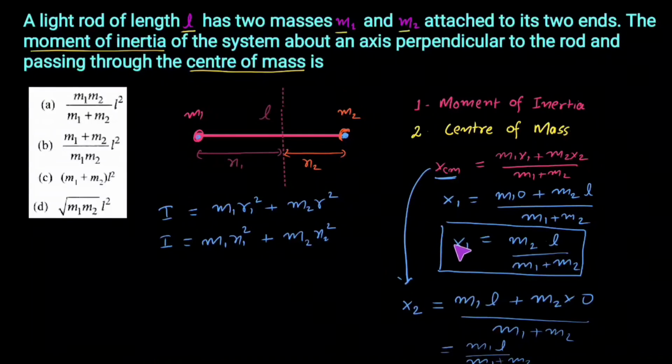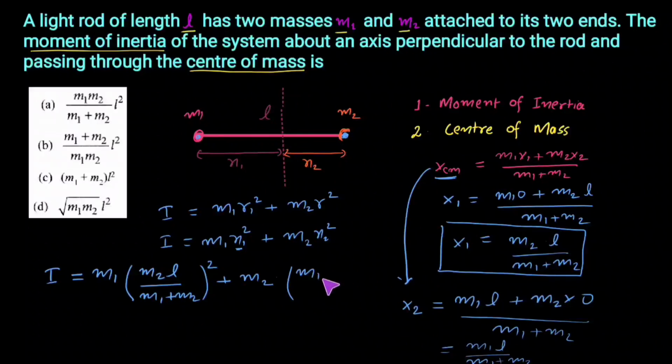Now what we will do, we will simply replace x1 and x2 in this equation. So let me write from here, because this will be a lengthier equation. So this would be m1 into, in place of x1 I have to write m2 L divided by m1 plus m2, whole square, plus m2 into, in place of x2 I have to write this formula, which is m1 L divided by m1 plus m2, and I have to take the square of that.